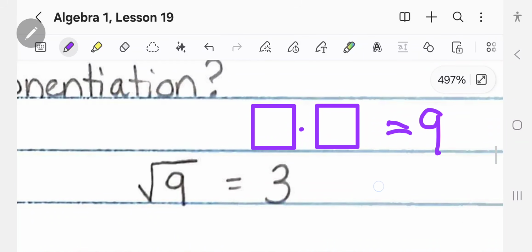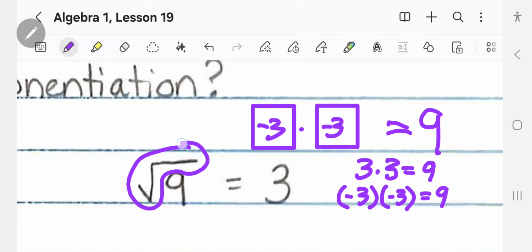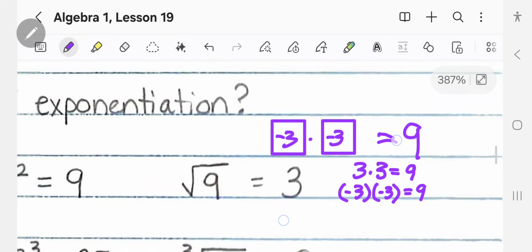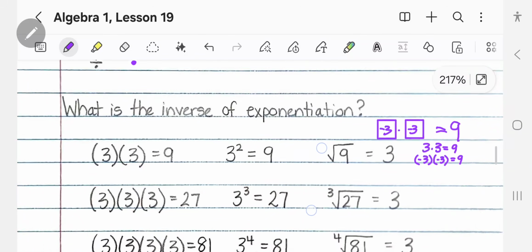What if you think about positives and negatives? A positive times a positive will give you a positive. We know that. But what if it were a negative 3 times a negative 3? Wouldn't that also give you a positive 9? So there's another answer to that square root. But when mathematicians use this symbol, they are usually indicating that they want the positive root, which would be 3 in that case.